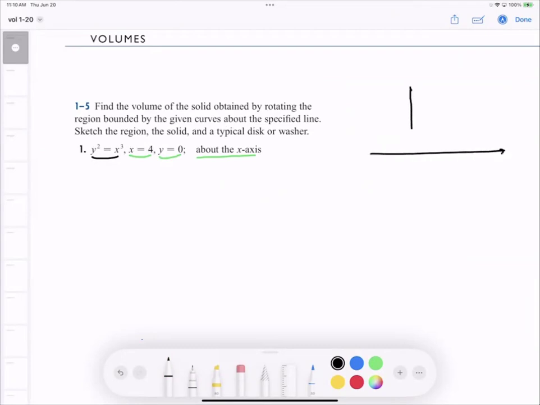My x-axis, my y-axis. So x equals 4, you get a vertical line here. Then you have y equals 0, which is your x-axis basically. So this is x equals 4, then y equals 0. And if you want to rewrite this, this is y equals the square root of x cubed.